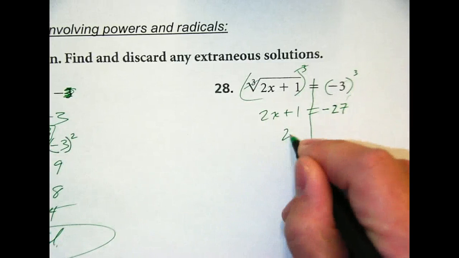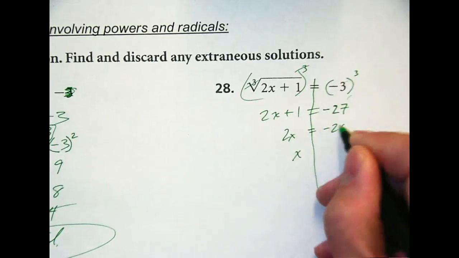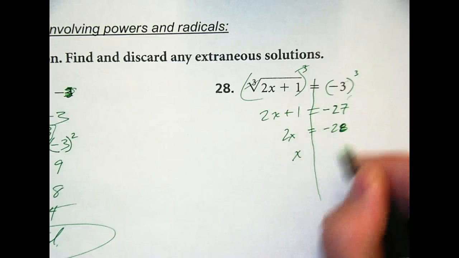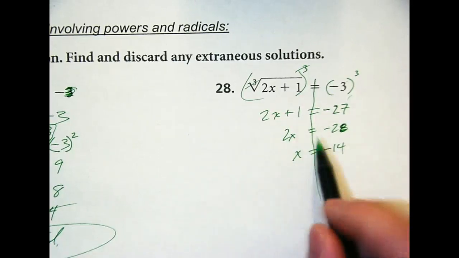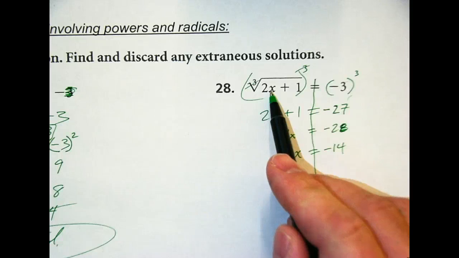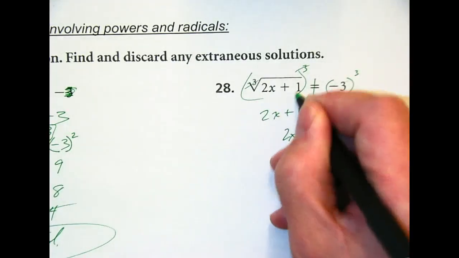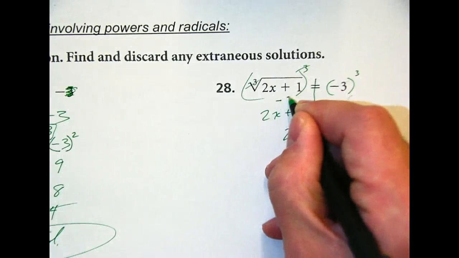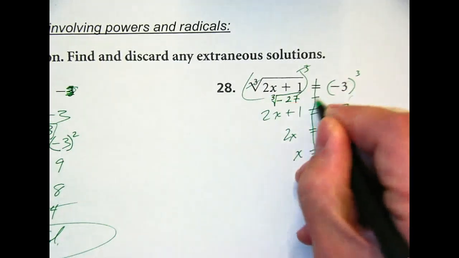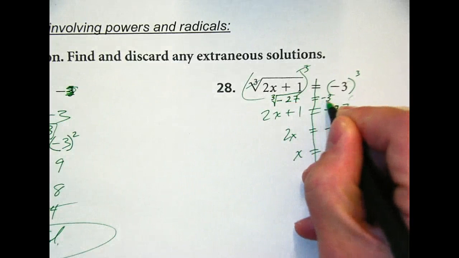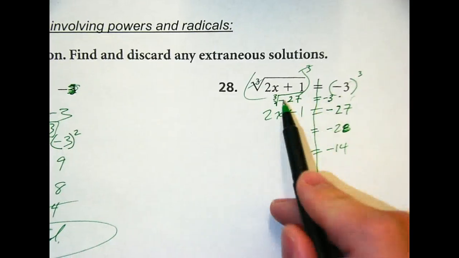2x equals 28. And x equals negative 14. We test it out. 2 times negative 14 is negative 28. Negative 28 plus 1 is negative 27. Is the cube root of negative 27 negative 3? Yes. Can a cube root equal a negative? Yes. An odd numbered root can be negative.